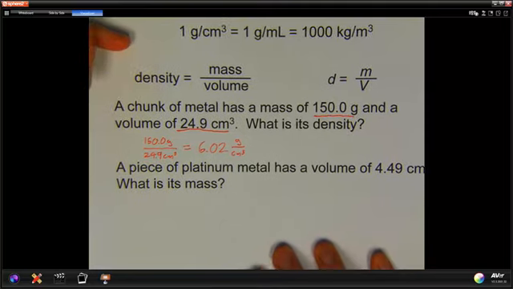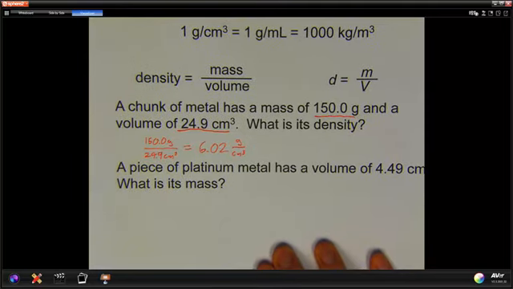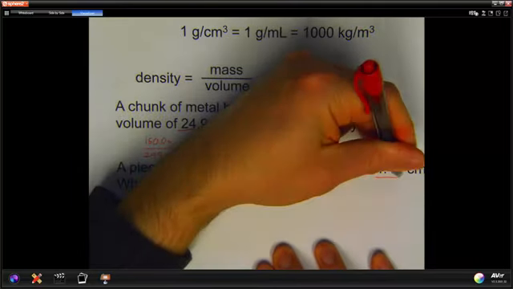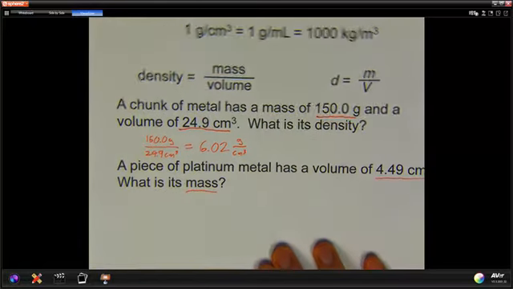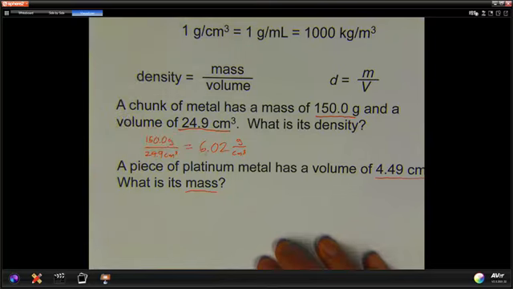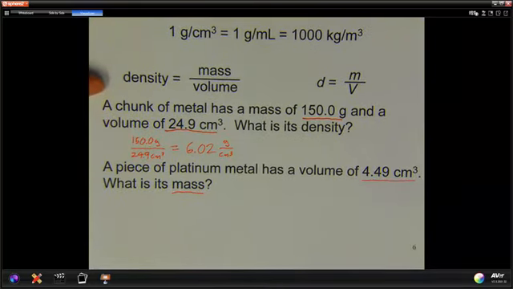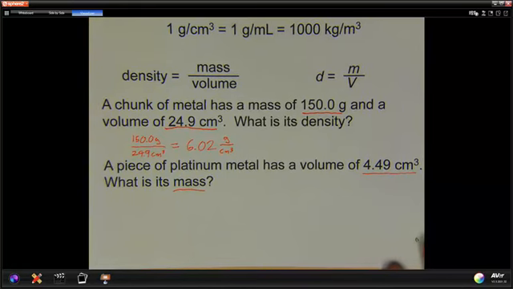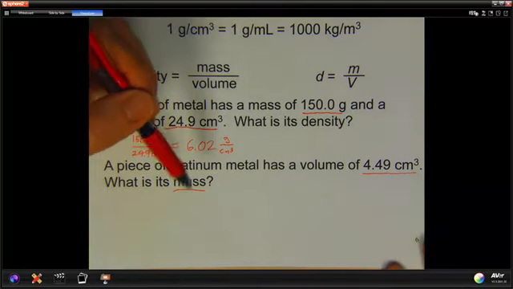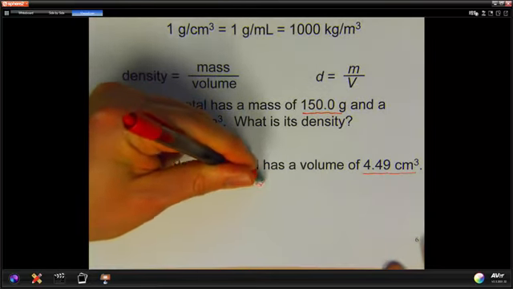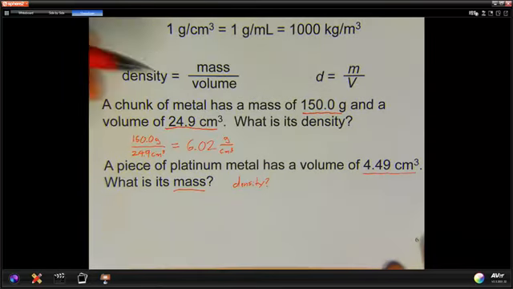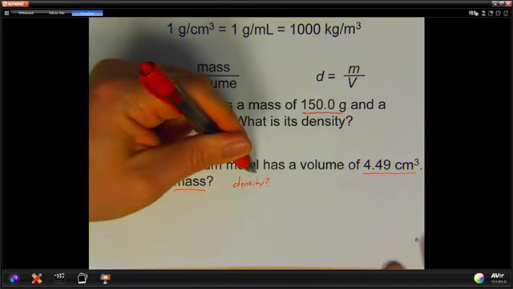Okay, the next question. A piece of platinum metal has a volume of 4.49 cubic centimeters. What is the mass? So we're trying to find the mass. We know the volume. So we probably need more information here, right? We have volume, mass, we probably need to know the density. So what is the density? Well, the other piece of information you have here is that we are dealing with platinum metal.